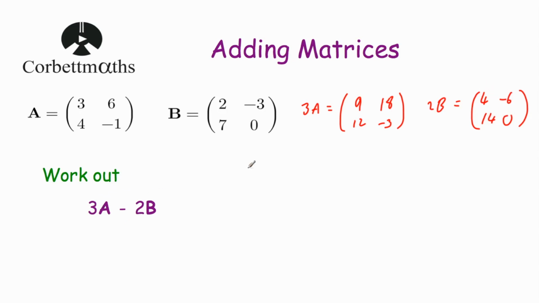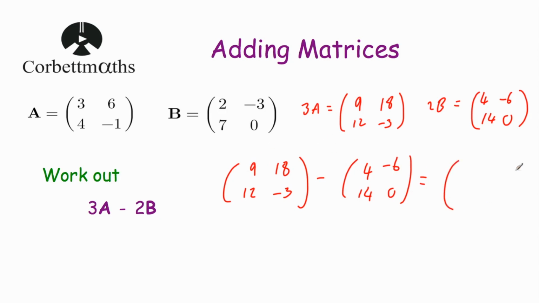Now we just need to take them away. So let's write that down. 9, 18, 12, negative 3, subtract 4, negative 6, 14, 0. And just remember, whenever we're subtracting, we take away the corresponding elements. So we'll do the top left, take away the top left, and so on. Let's do that and see what we get.